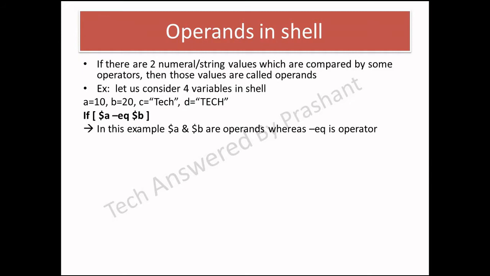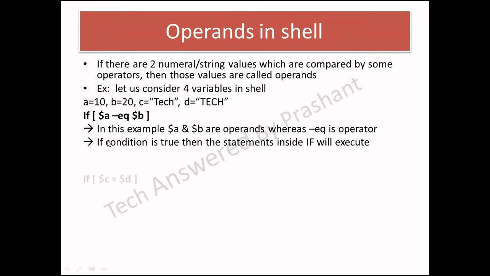Don't worry about the if condition and other things because I will explain that, but just understand what an operand is and what an operator is in a Linux shell. The second thing is that if this condition becomes true, then only the if statement will execute. The condition here, whatever I enter inside this square bracket, has to become true in order to execute any line which was given inside the if statement.